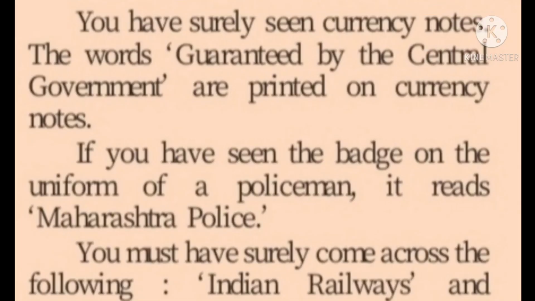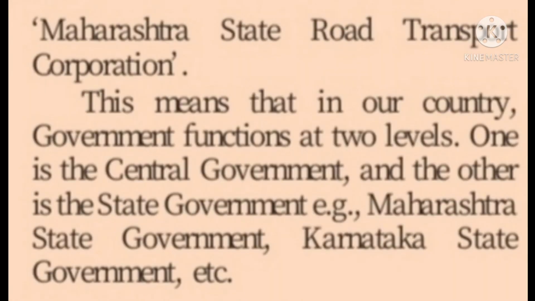Do you know? You have surely seen currency notes. The words guaranteed by the central government are printed on the currency notes. If you have seen the badges on the uniform of a policeman, it reads Maharashtra Police. You must have surely come across the following: Indian Railways and Maharashtra State Road Transport Corporation. This means that our country's government functions at two levels, one is the central government and the other is the state government. Example: Maharashtra State Government, Karnataka State Government, etc.